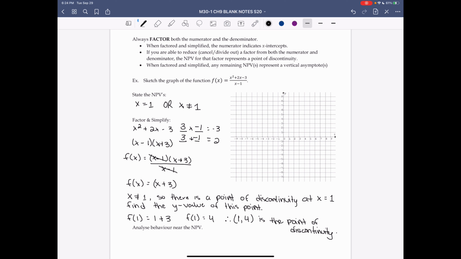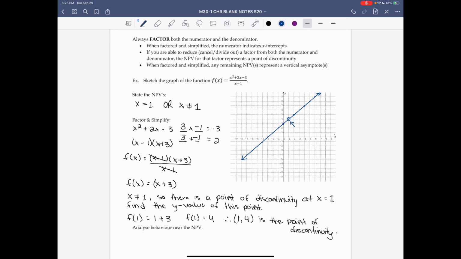So to draw a graph, it simplifies to the linear function x plus 3, a y-intercept at 3, and a slope of positive 1, so up 1, right 1, and then down 1, left 1. Our point of discontinuity is at x equals 1, y equals 4. So I'm going to put a circle there before I draw my line. I have a line on this side and then on this side. There is our graph of our rational.